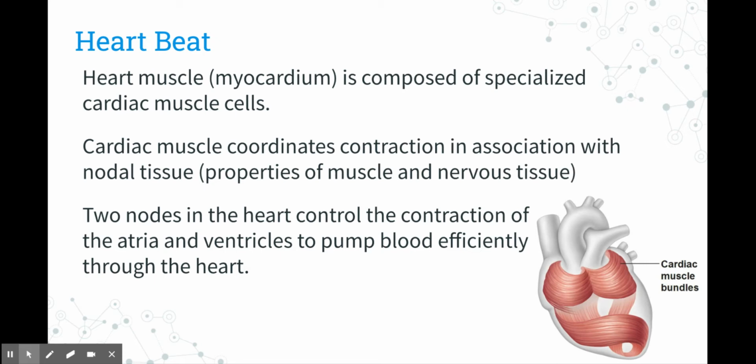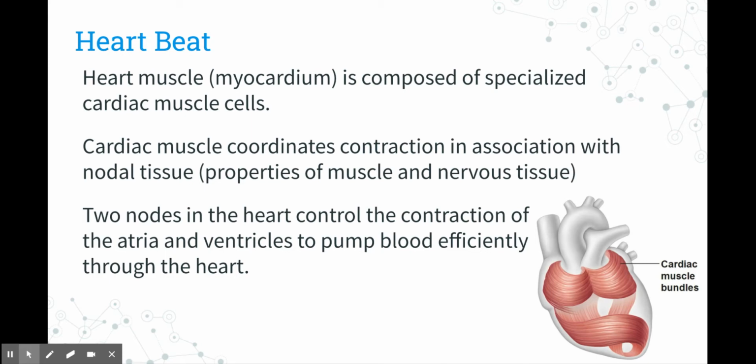Cardiac muscle coordinates the contraction of your heart in association with nodal tissue. Now, nodes is a type of tissue that has both properties of a muscle, given that it can contract, and nervous tissue, that it can send a stimulus message to other tissues. Hearts have 2 nodes, and they control the contraction of the atria and the ventricles and keep the heart rhythm in a normal status.